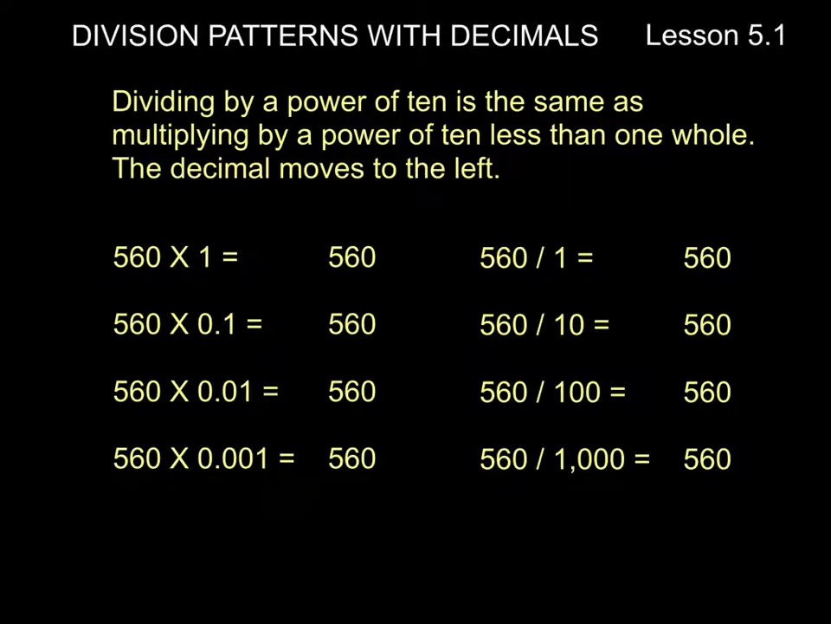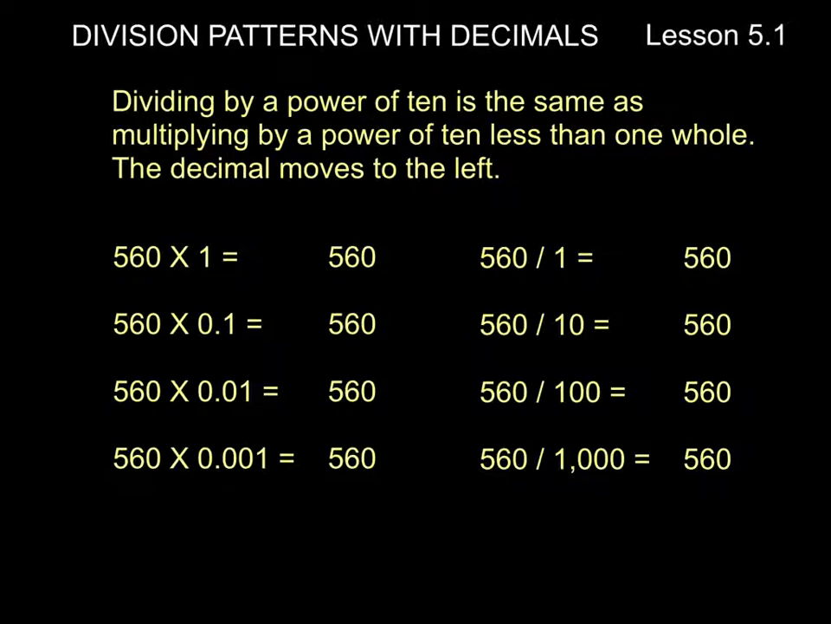You will recall our previous lesson on multiplication patterns with decimals, in which we multiplied by powers of 10 greater than 1 whole. In these instances, the decimal always moved to the right. Today, as we divide by powers of 10, the decimal is going to move to the left. Also, when we multiply by values less than 1 whole, the decimal will also move to the left.